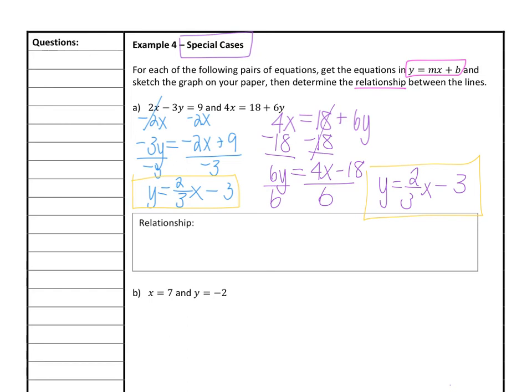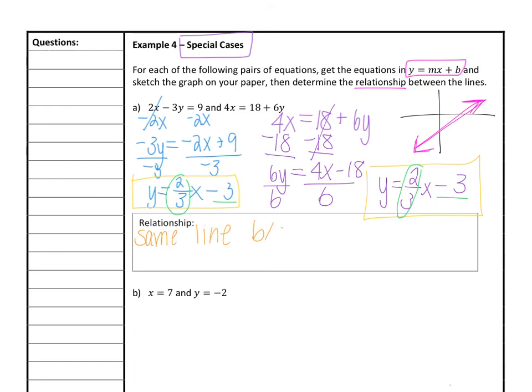If I was to graph them, I wonder what would happen. Hopefully you already have an idea, but 2/3 x minus 3 is going to look like this, and the other 2/3 x minus 3 is going to look like this. These are the exact same lines. Not only are they parallel because, yes, they have the same slope of 2/3, but they also have the same exact y-intercept of negative 3. So these are actually the same line. So that's the relationship that we have here. Same line.